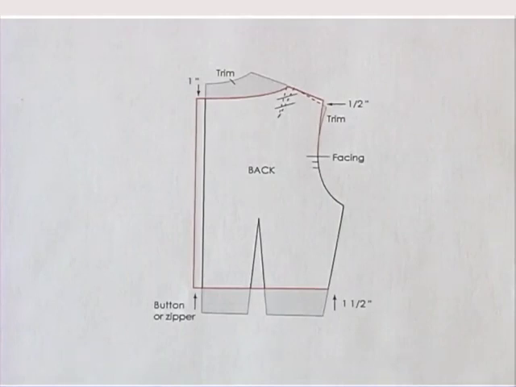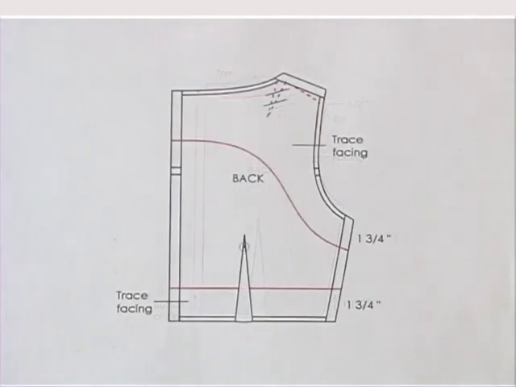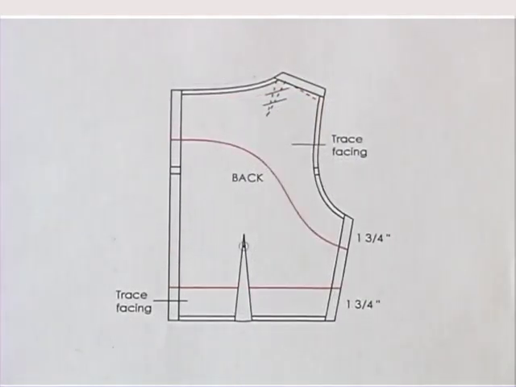Trace the pattern again for seam allowances in the next step. Touch the pause button, complete the pattern, and when finished, push play to continue. Add a 1/4 inch seams at the neckline, armhole, and hemline. All other seams are 1/2 inch. Draw the facings as shown in red.